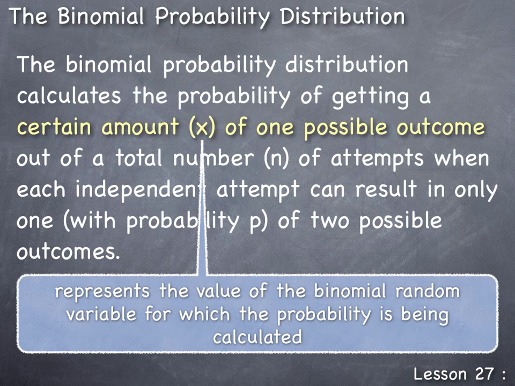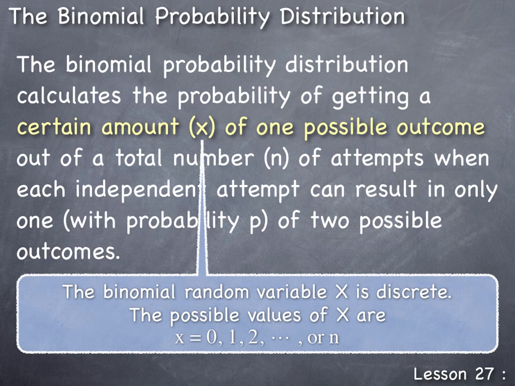Now X is a count, or a frequency. So it's basically counting the number of ways that that particular outcome occurs out of the total number of outcomes. As such, the binomial random variable X is discrete. That is, it takes on whole numbers only because it's a count.